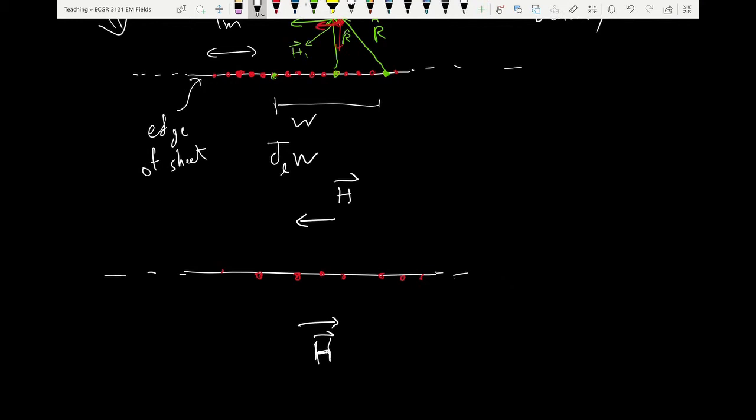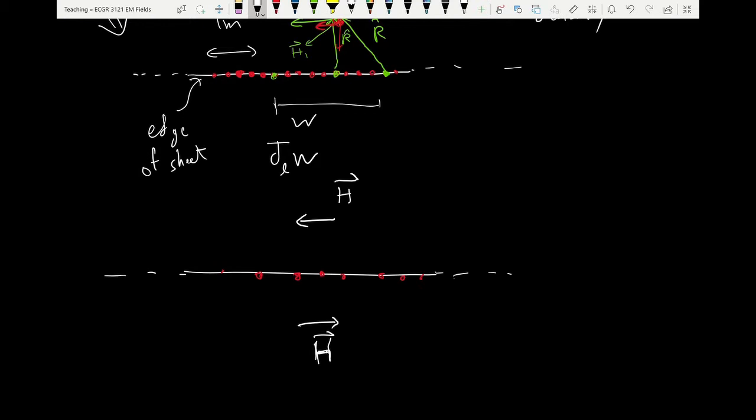So from symmetry, we know what the direction of the H field is above and below the sheet, and we know it should be the same everywhere, right? Because it's an infinite sheet, it's symmetrical. If you have an infinite sheet and you increase your height by a certain amount above the sheet, it doesn't matter. It will still look like an infinite sheet. So that's what's nice about studying infinite sheets, right?